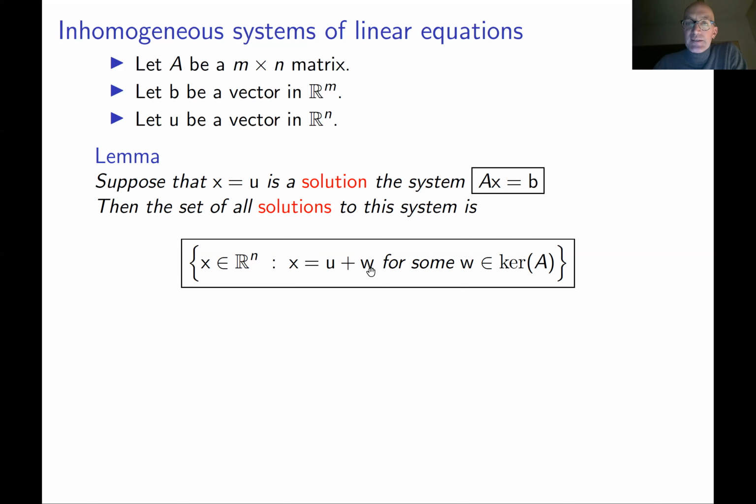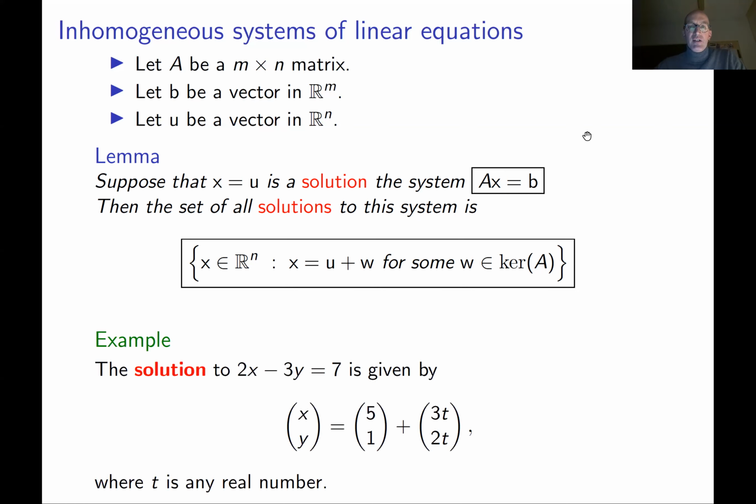How to prove this? You just take this equality and multiply it by A, and you have Ax equal Au plus Aw, but Aw is 0 because w lives in the kernel of A. So you have Ax equal Au, but Au by assumption is b, since u is a solution. So you get a solution. This is a very handy lemma. The only question is basically how to find one solution, this initial solution of your inhomogeneous system of equations.